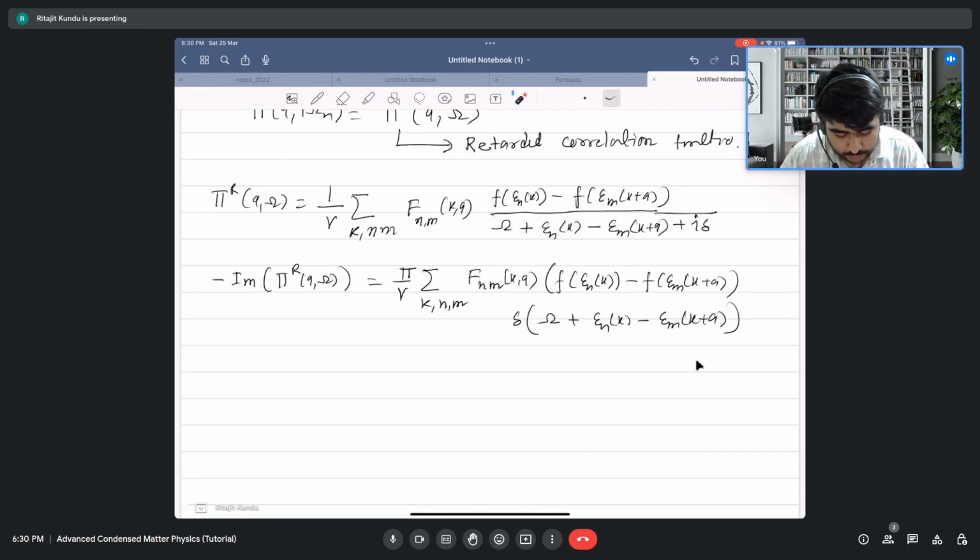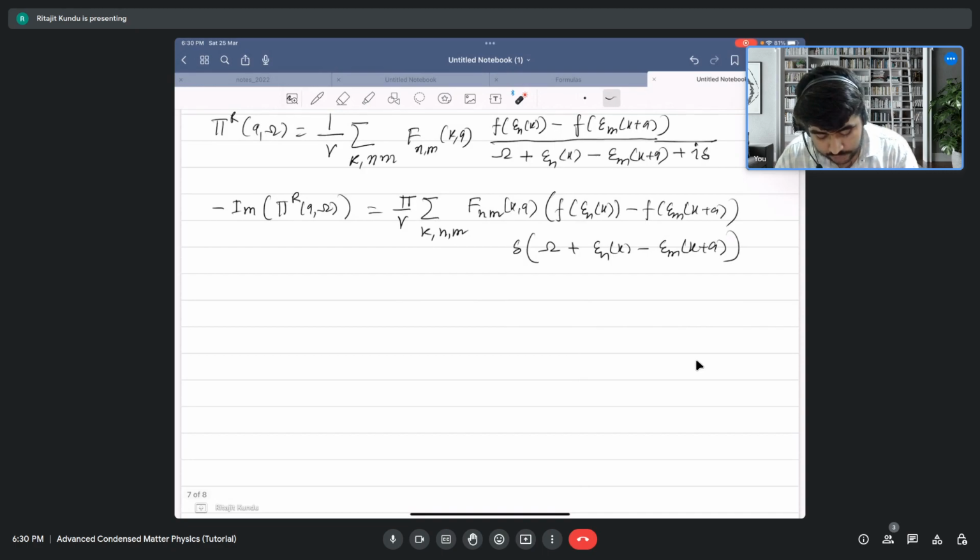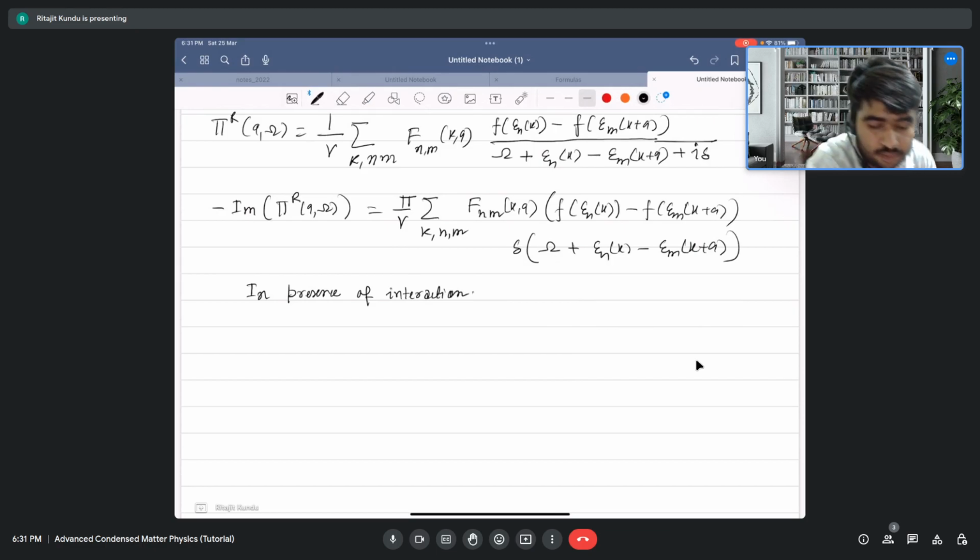So without going into detail, let me quickly tell you. So we have seen that. Let's just draw diagrams, right? In presence of interaction. Okay, so what happens is, in presence of interaction, I initially had only these building blocks to build my correlation function, right? So one this, and the other was this one.